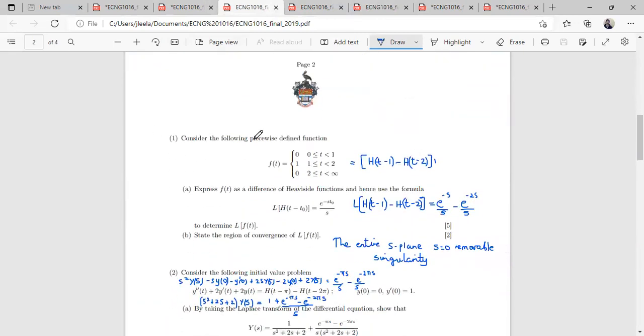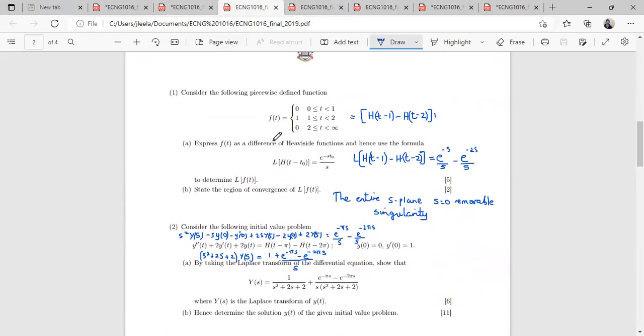Right. Consider the following piecewise defined function. The function here is 0 between 0 and 1, is 1 between 1 and 2, and it's 0 between 2 and infinity. So the only part that will really give us a contribution is when the function is defined to be 1. The two endpoints here will be the Heaviside at t minus 1 minus the Heaviside at t minus 2, times 1.